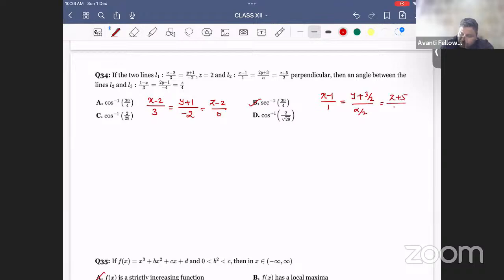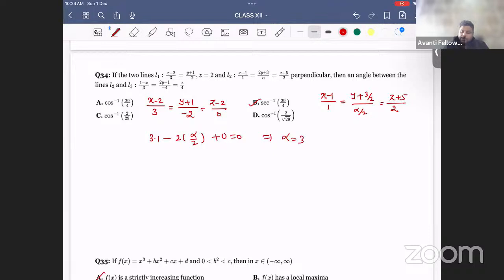Z plus 5 upon 2. Got it? Now they are saying these two lines are perpendicular. If these two lines are perpendicular, the dot product of its direction ratios is going to be 0. That means 3 into 1 minus 2 times alpha by 2 plus 0 is 0. And with this, alpha is what?